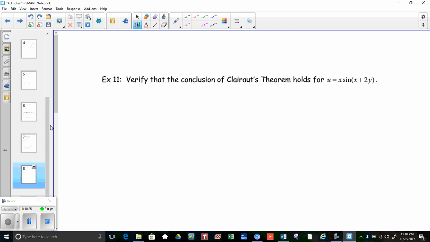All right, moving on. Verify the conclusion of Clairaut's theorem holds true for this one. So we're just going to verify it for this one particular instance right here.